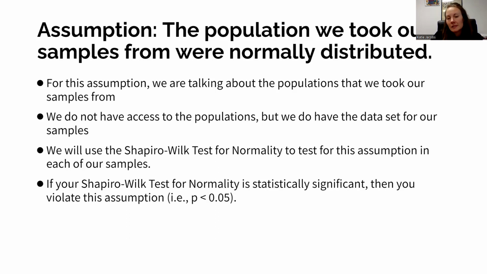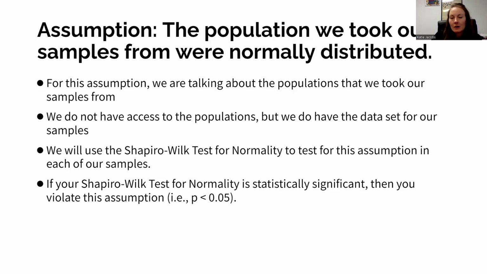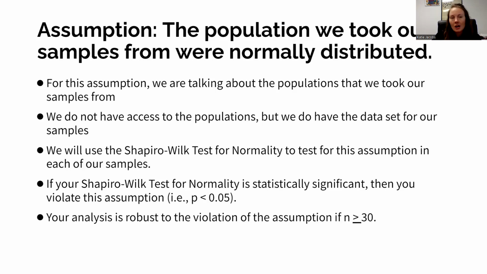If our Shapiro-Wilk test is statistically significant, which means our p-value is less than 0.05, then we violate this assumption. If our p-value is equal to or greater than 0.05, then we meet this assumption and we can move on. However, if we violate it, our independent samples t-test is robust to the violation of this assumption if our sample size is equal to or greater than 30.